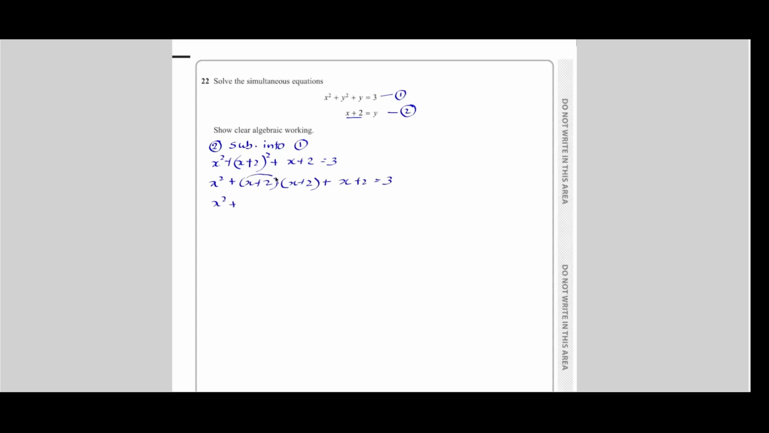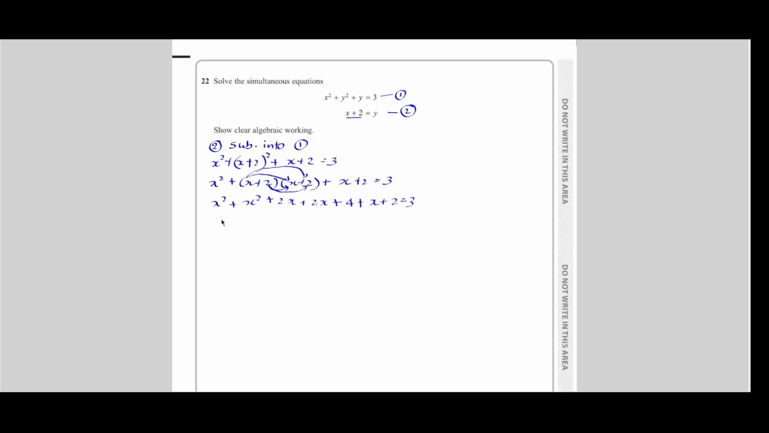x into x, x squared, x into 2, plus 2x, because everything here is positive. 2 into x, again plus 2x. 2 into 2, plus 4. Right. Now we are done with the expanding part. I'm having plus x plus 2 equals 3.